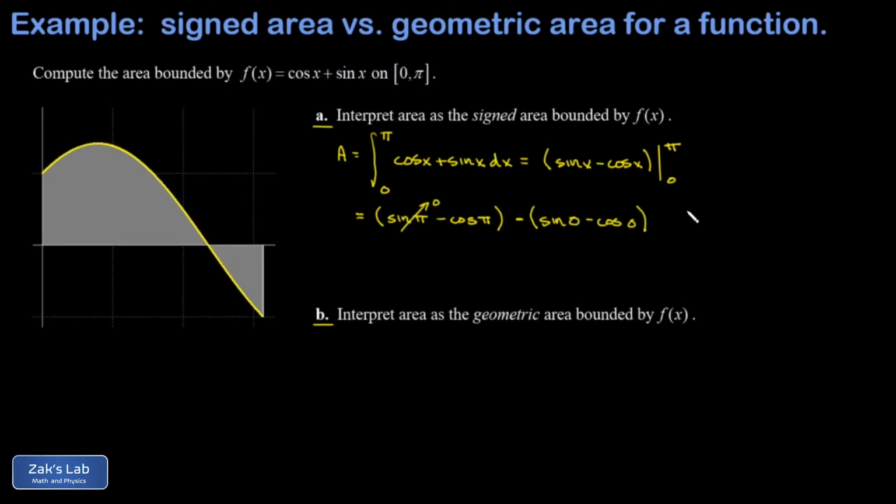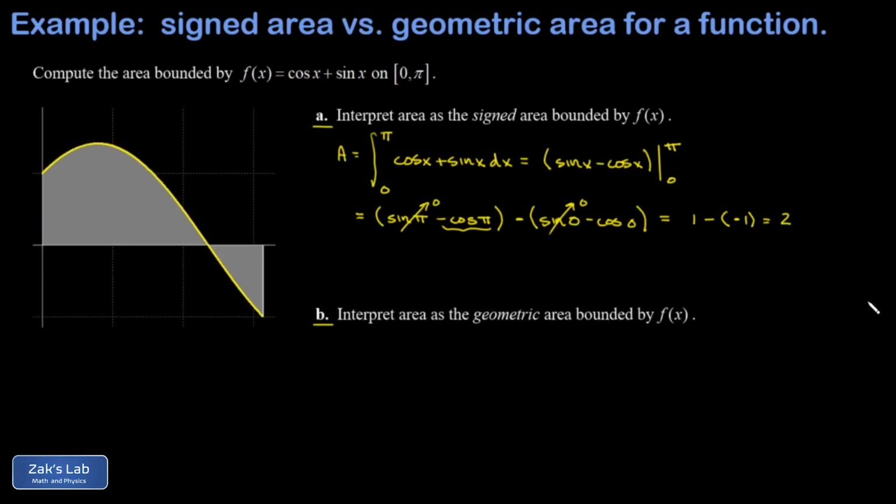And in my lower limit, I have a sine 0 minus cosine 0, and again, the sine term vanishes. Now I just replace cosine pi with negative 1, and I have a negative 1 in my first term, which is a positive 1. And then I replace the cosine of 0 with 1, and I end up with a negative 1 inside this parentheses, so that's another negative 1. So this reduces to 1 plus 1, and I get a signed area of 2.